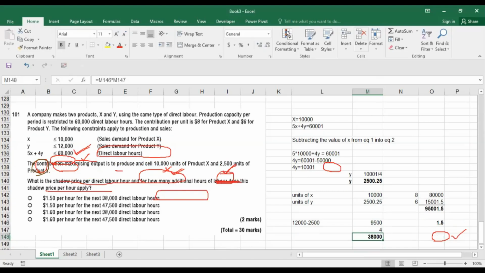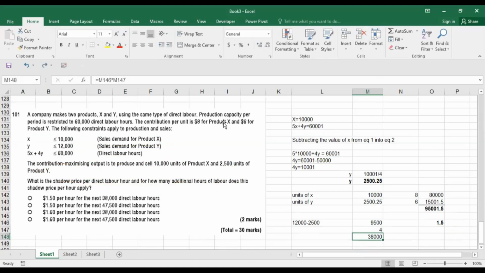More than that, you don't need. 38,000 is the maximum hours you are interested to buy. So 38,000 is the maximum additional labor hours which you can buy, and this is the price which you are willing to pay: $1.5 per hour as shadow price and 38,000 direct labor hours. The answer should be option A.